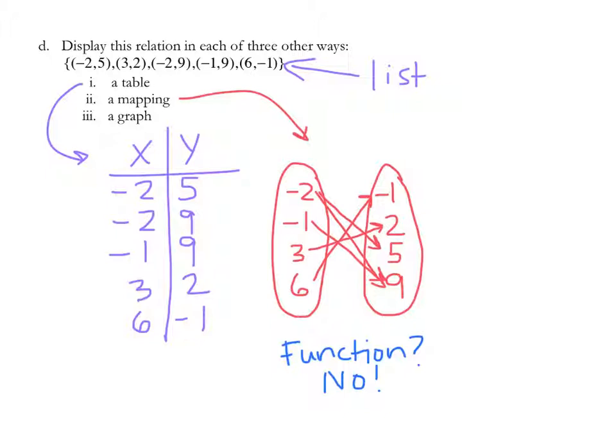Last part of this particular one is making a graph. I'm not going to make the graph. You guys know how to graph. We already covered that on a previous thing. But do be able to take a relation and put it in the format of a graph.